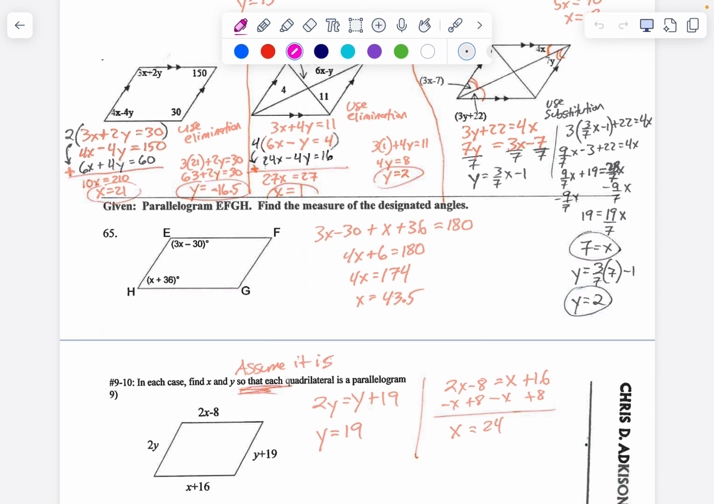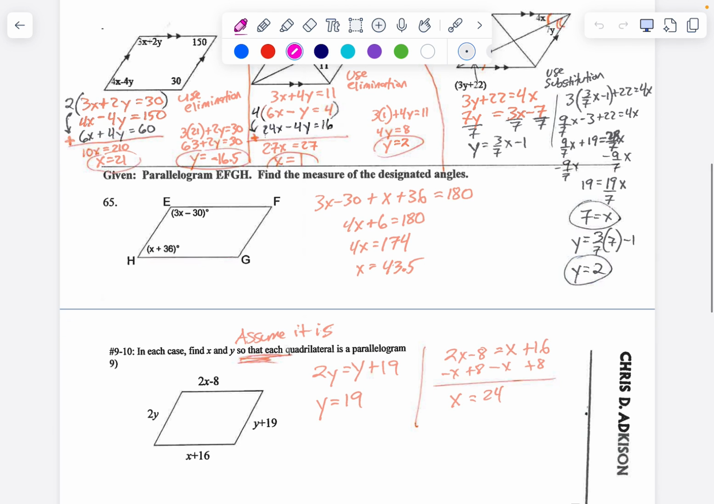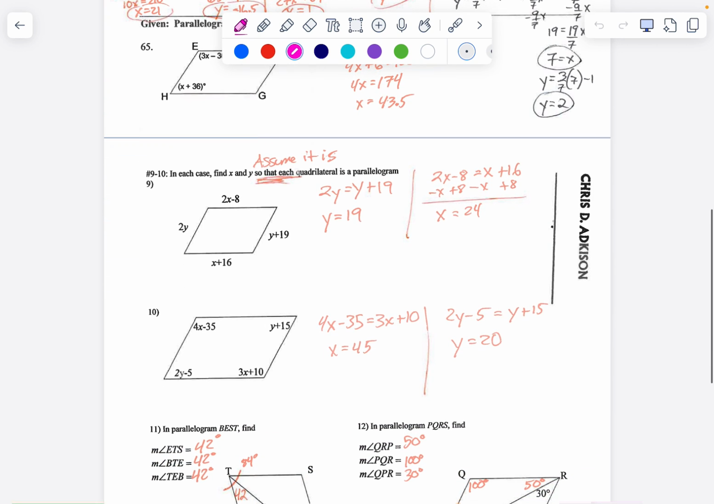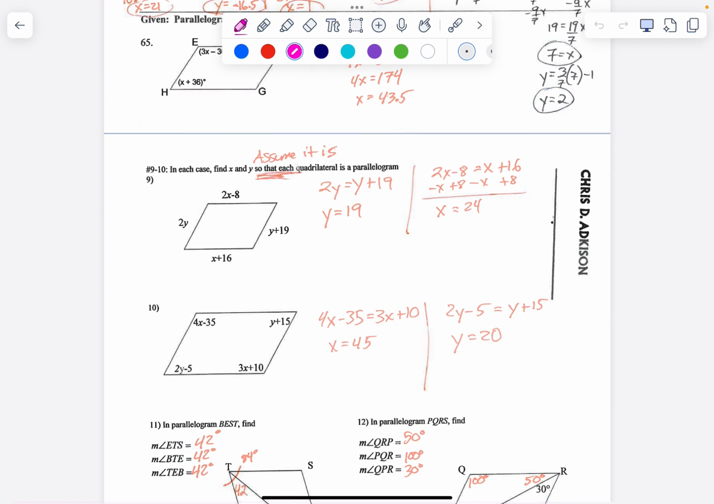65, x is 43.5. That was a same side interior kind of problem. Number 9, these directions are kind of interesting. Find x and y so that each quadrilateral is a parallelogram. Basically, the way you do that is assume that it is and solve for x, and then it forces it to be. It's kind of a weird way to word it. But anyway, this time you didn't need systems. You just set equal going across the figure, and then solve to get y is 19 and x is 24.